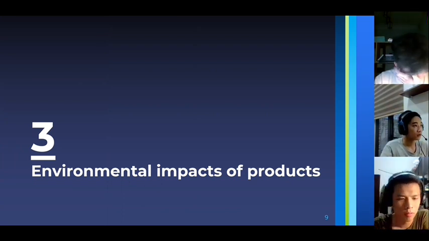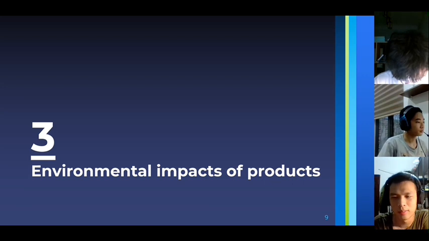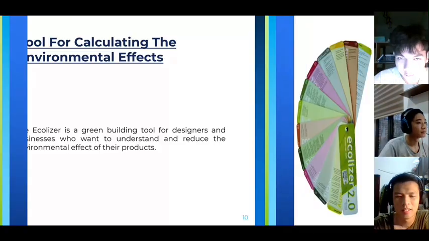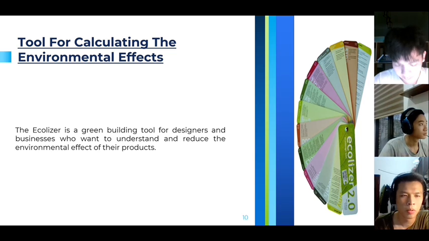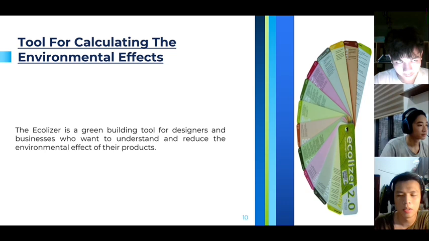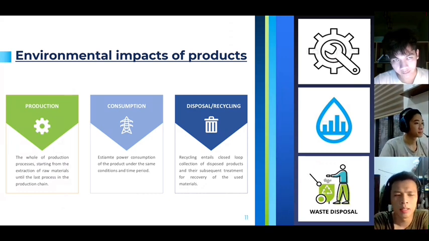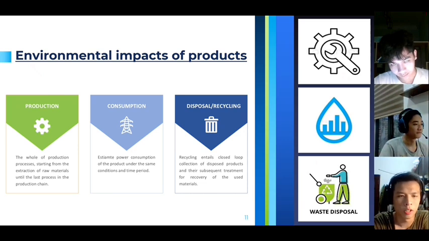Hello everyone, I will talk with you about the third part of our presentation, which is about the environmental impact of a product. The tool we use to calculate the environmental effect is Eco Designer 2.0. To calculate that, we divide the calculation into three parts. The first part is about production, the second is about consumption, and the final is disposal and recycling.